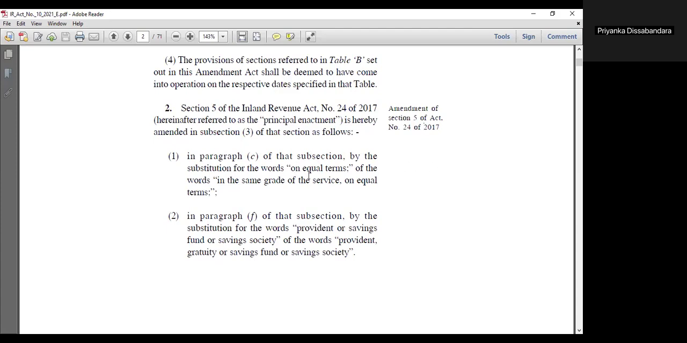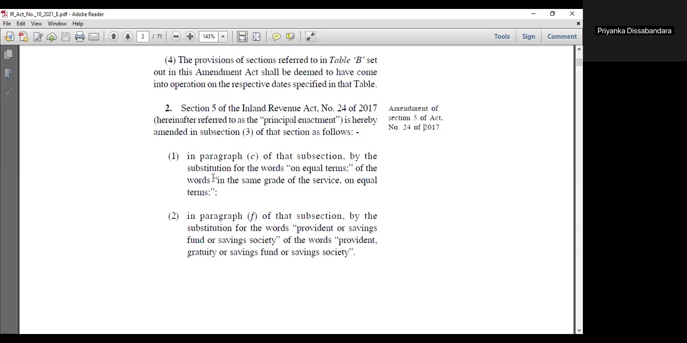So now what we are going to do, we are going to amend these 3 terms. How? Of the words in the same grade of the service on equal terms. එතකොට අපි කොහොමද මේක amend කරන්නේ? On equal terms, instead of these 3 terms, on equal terms, we remove that 3 words and we have to insert in the same grade of the service on equal terms. ඔන්නෝම කරලා තමයි amend කරන්න යන්නේ.